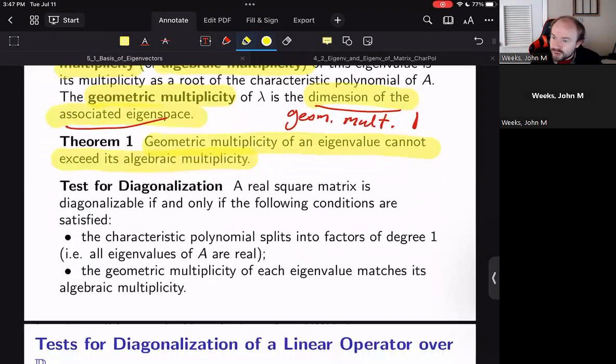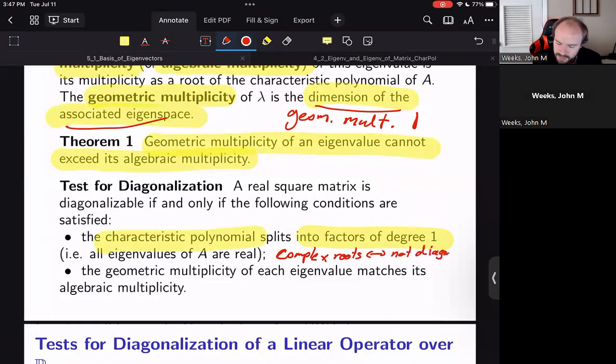In fact, a real square matrix is diagonalizable if and only if the following things are satisfied. First things first, the characteristic polynomial needs to split into factors of degree 1. You can't have any complex roots. If you have complex roots, you're losing eigenvalues. So having complex roots means not diagonalizable.